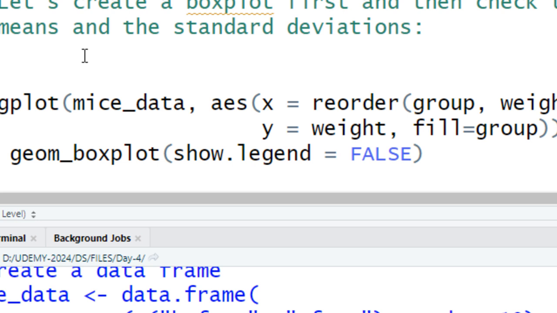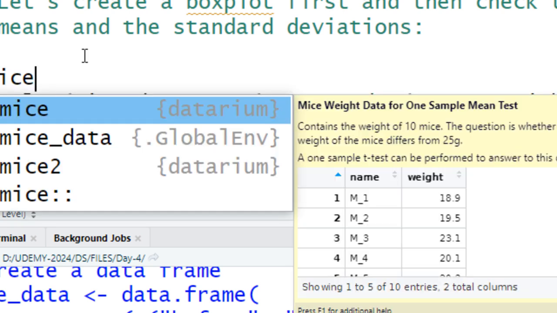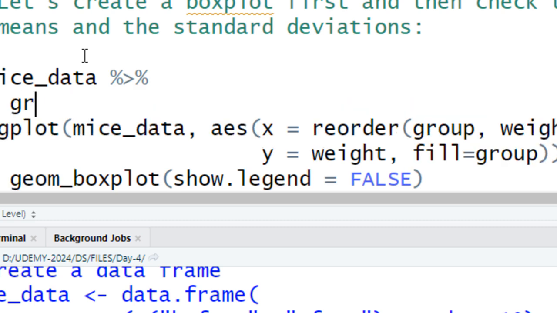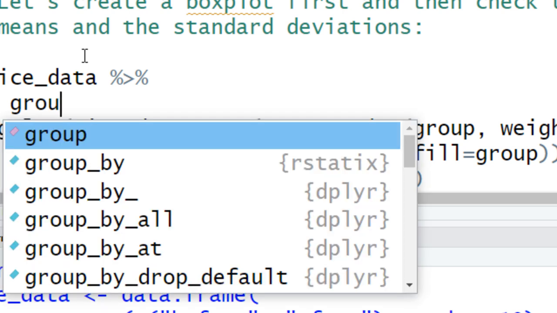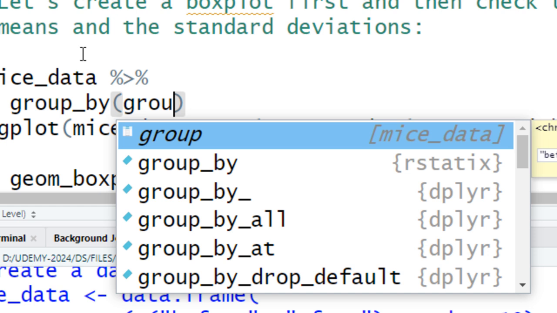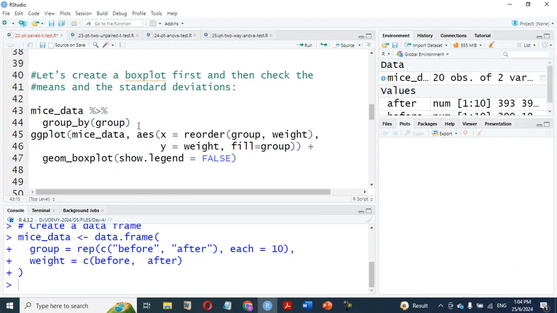We have the mined data. Let's pipe in this. Okay, mined data. Then we can see group by. Let's go by, we have group here. Okay, group. Then we can pipe also.